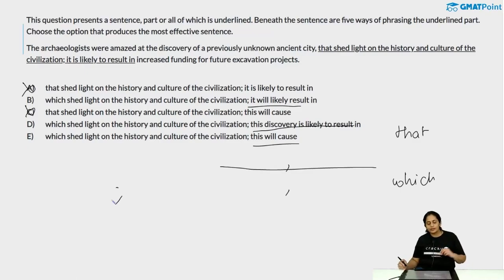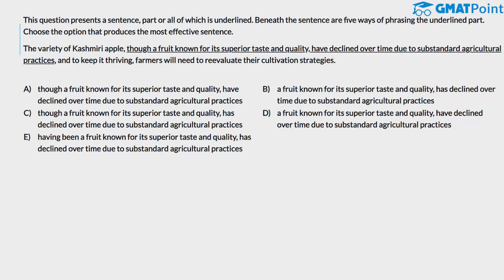You are referring to the discovery of the previously unknown ancient city, right? But because this is a separate sentence, if you remove it from the immediate sentence, it will be unclear what exactly it or this is referring to. So the correct way of phrasing this would be, this discovery is likely to result in. You have to repeat the subject so that it is unambiguous what you are referring to. So D is the correct way of phrasing the sentence. So D is the correct option.